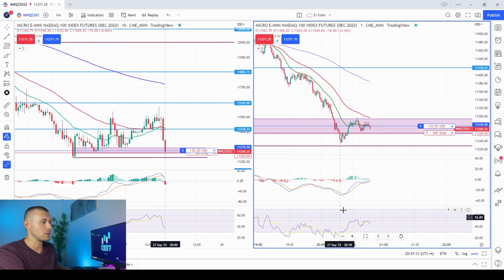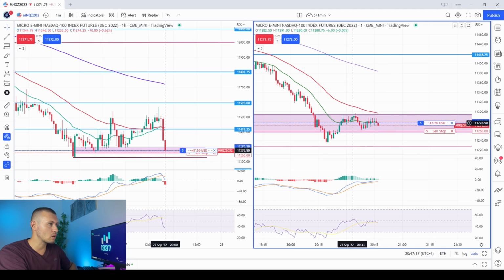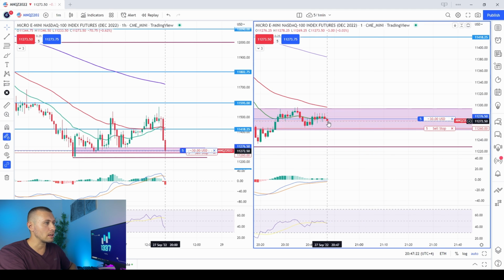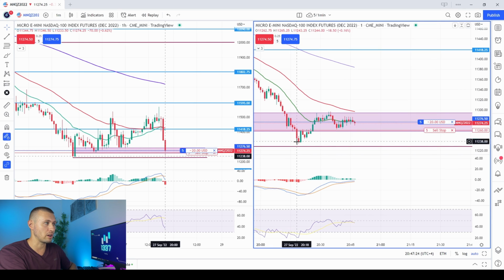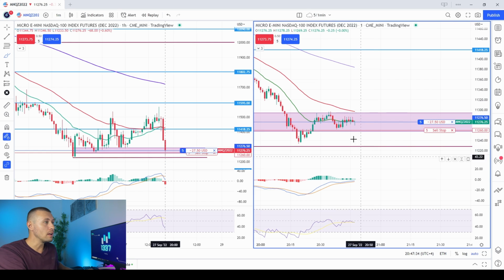Let's see if that's going to be true, if we're going to continue going lower, which most probably it is going to happen. Let's see. Okay, nothing at the moment. Somebody's building a huge position right over here. So now there are two options: either we explode to the upside, or we explode to the downside and create new lows.